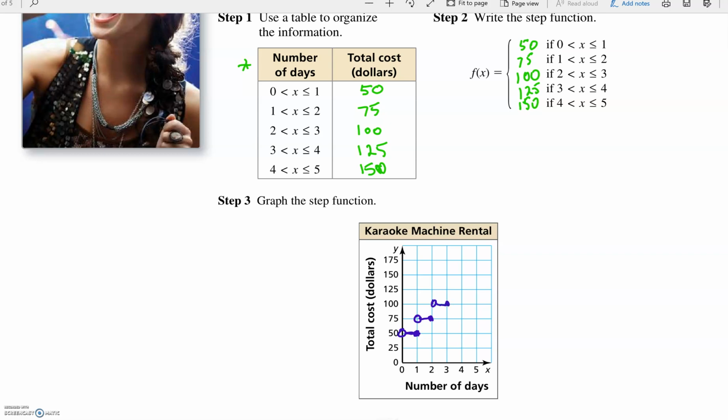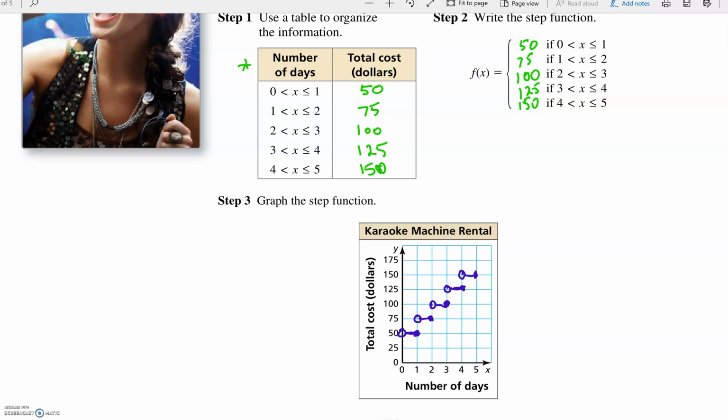And we're going to have that one. Let me do that one again. From 2 to 3, but leave it open on the left, closed on the right, because it's greater than 2, but less than or equal to 3. Then open on the left, closed on the right. And then the last one is 150. From 4 to 5. And there we go.